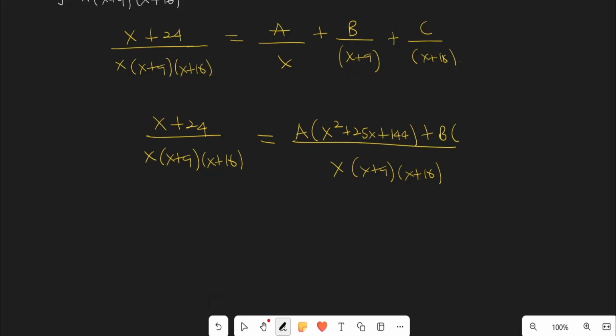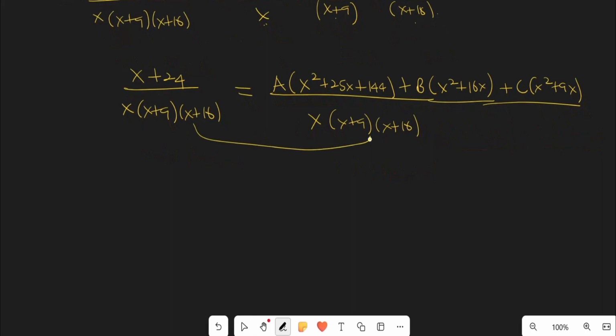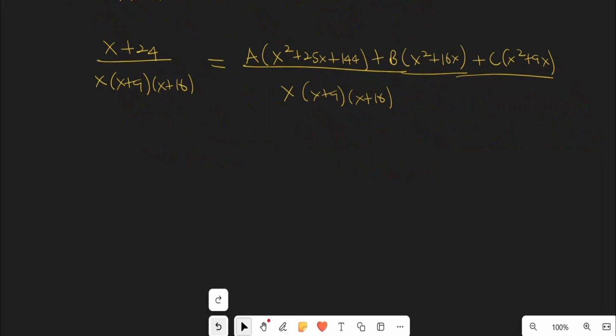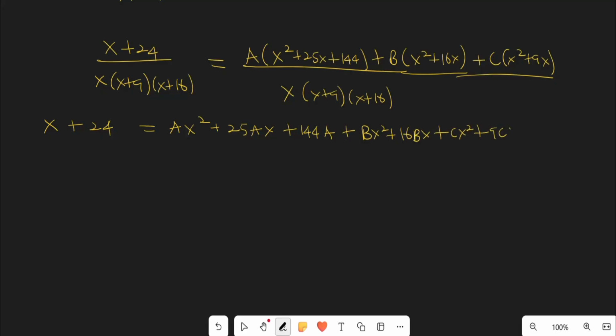That is this term multiplied by this term, plus B multiplied by this term and this term. That is going to be B multiplied by x squared plus 16x, plus C multiplied by this term and this term. That is going to be x squared plus 9x. So the denominators here are the same. We can forget about that and then focus on the numerators. So the numerator x plus 24 on the left hand side is equal to this one. Expanding this one is going to be Ax squared plus 25Ax plus 144A, plus this one is Bx squared plus 16Bx plus Cx squared plus 9Cx.